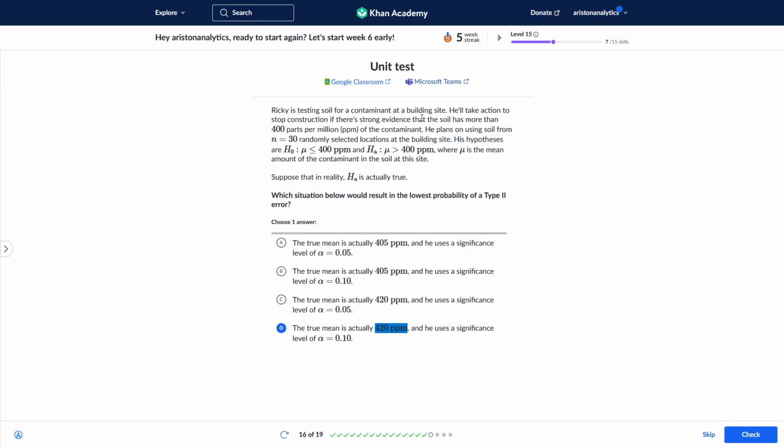The true mean is actually 420 ppm. Okay. If the true mean is further away from the null hypothesis, it would mean that we more easily reject the null hypothesis instead of wrongly ignoring it.